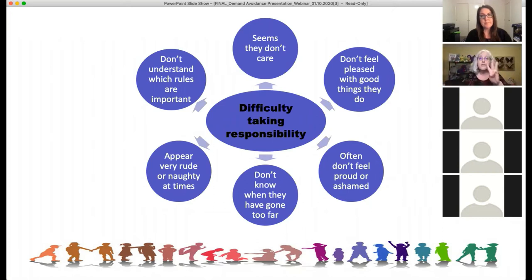Then we have three internal senses. We have our vestibular sense, which is our balance, and our proprioceptive sense. That's if I say, put your hand up, you can just do that without thinking about it, knowing where your body is in space and time. And then there's your interoceptive sense. That's knowing what's happening in your body.